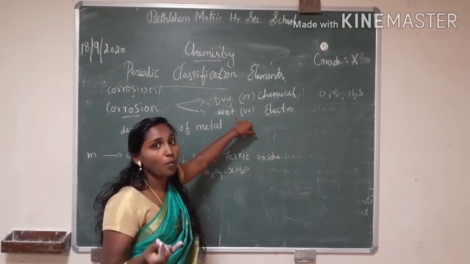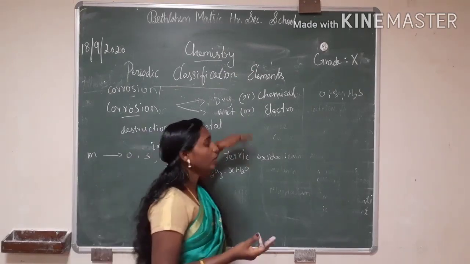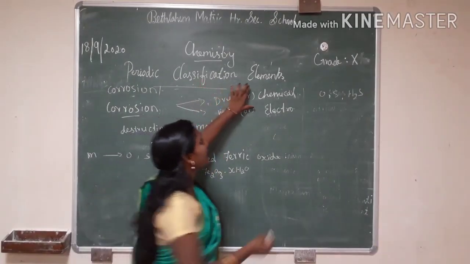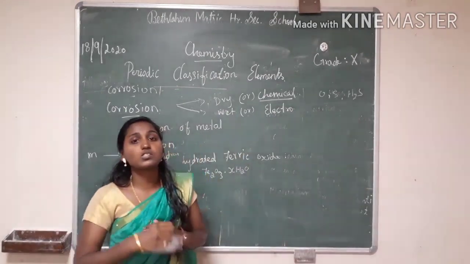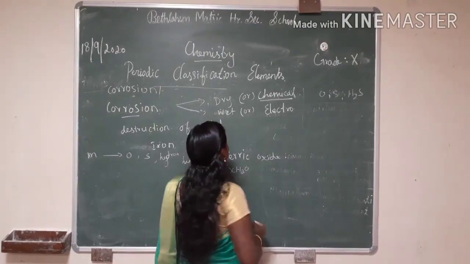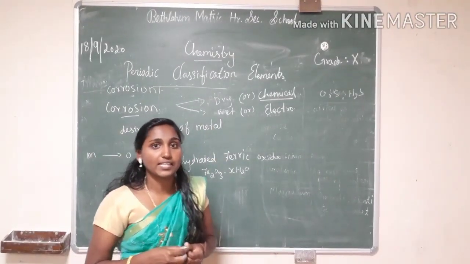Here acid, base, or salt water can corrode the metal surface. In this dry corrosion, the chemical substance is the main thing. Here oxygen is the most reactive element, so this oxygen can corrode the metal surface.